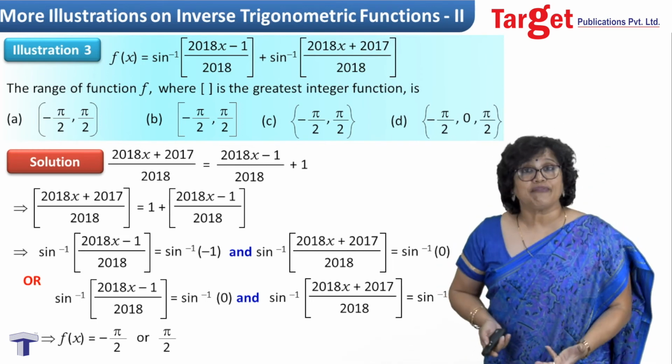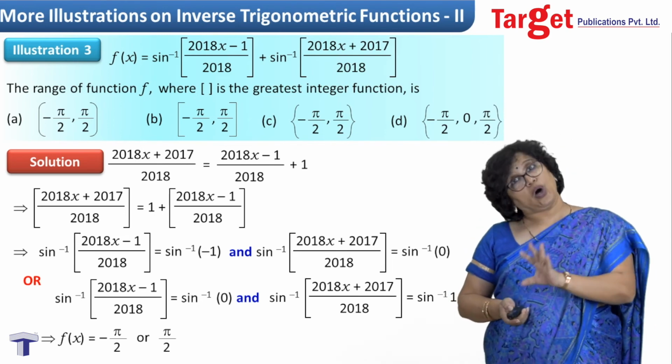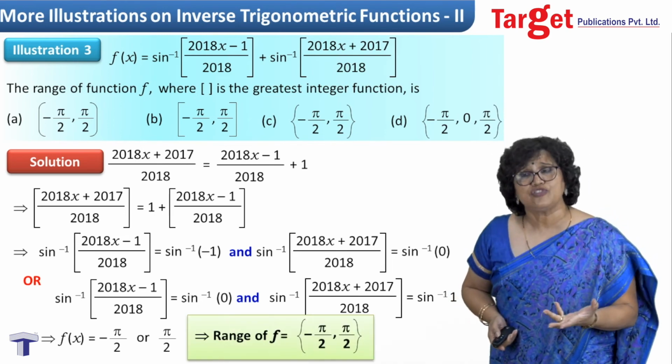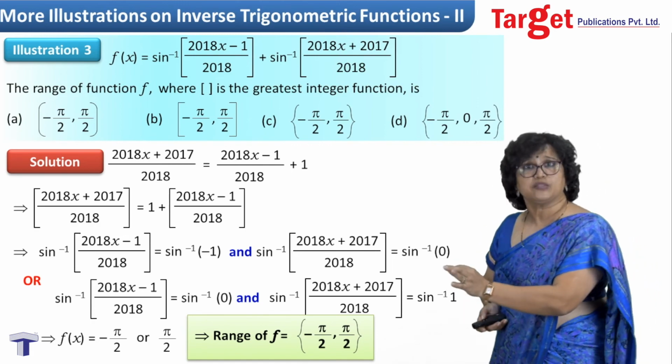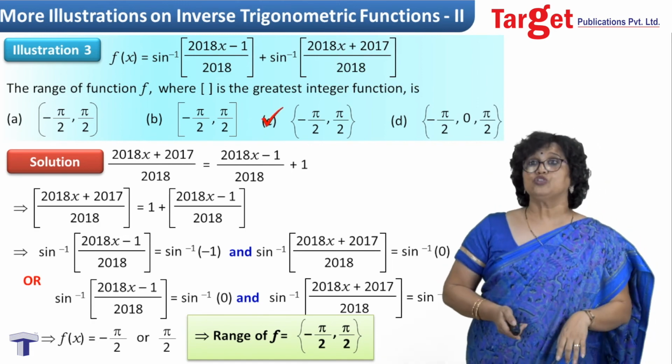So what all values can f(x) take? Minus pi by 2, or it can take the value pi by 2. So what is the range? The range is the set containing minus pi by 2 and pi by 2, I should say, finally. So that is the range.